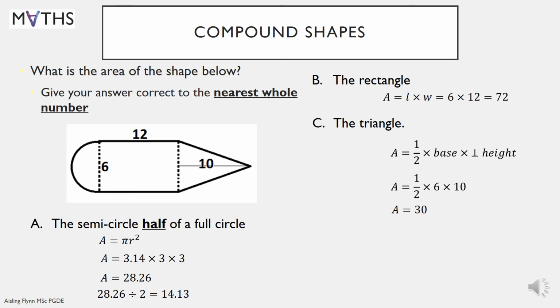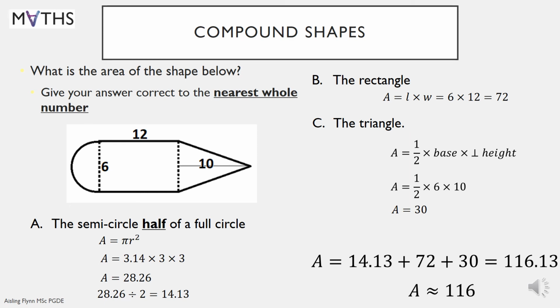And then to get the full area of the full shape, you add your 3 individual answers together, and writing your answer to the nearest whole number, you should get 116.